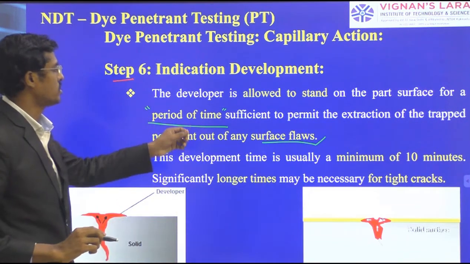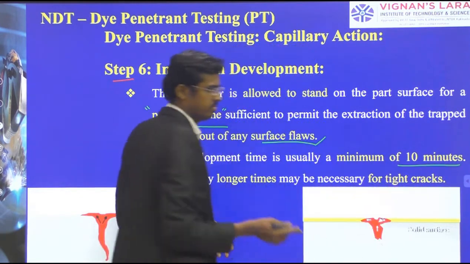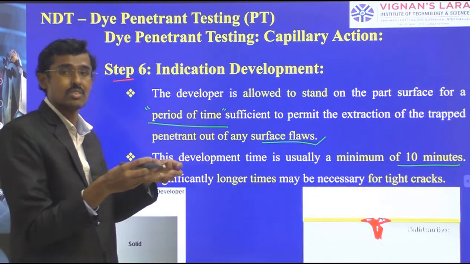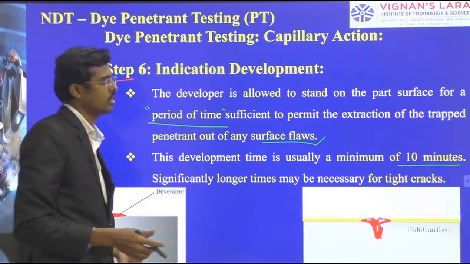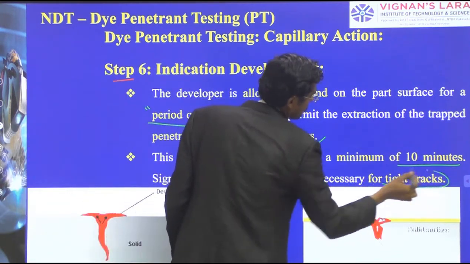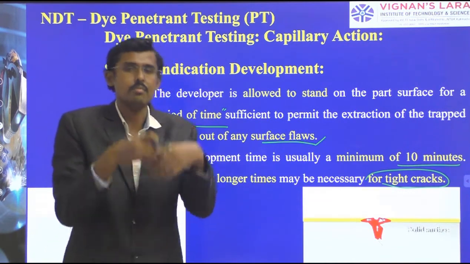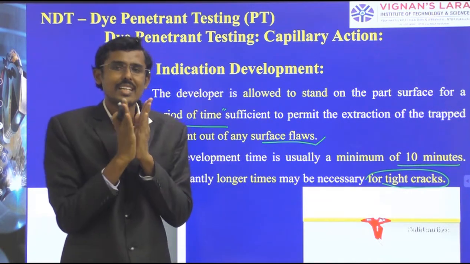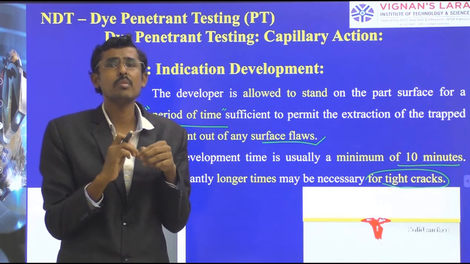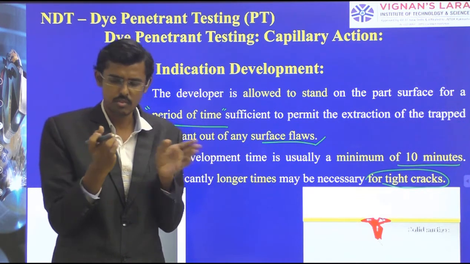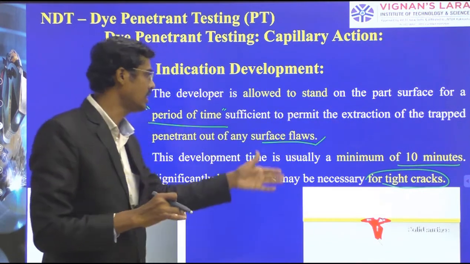This development time is usually a minimum of 10 minutes we may allot. So just 5 to 6, 7 to 10 minutes. Significantly, a longer time may be necessary for tight cracks. Normally with wider cracks the flow rate is easy and the penetrant comes out easily. But for tighter cracks, going inside is very difficult, and at the same time coming out is also very difficult. Therefore, we need a longer time than the 10 minutes for the tighter cracks.